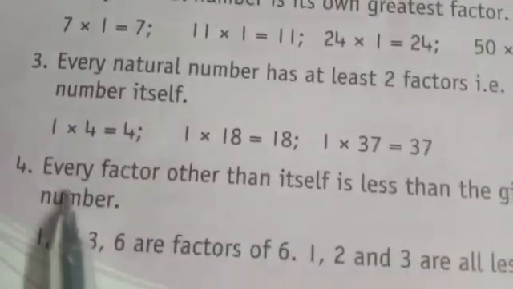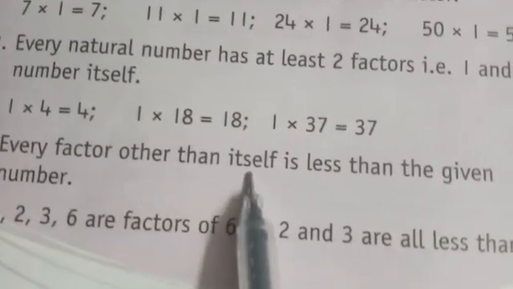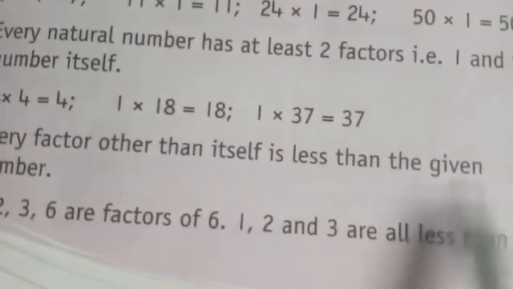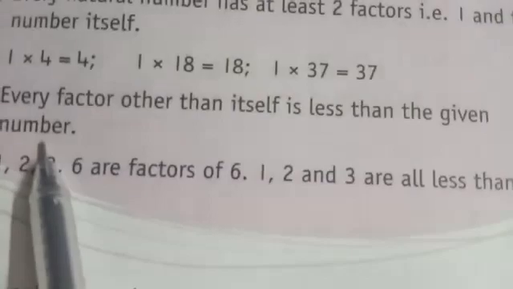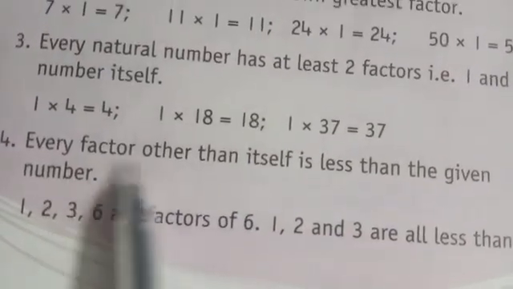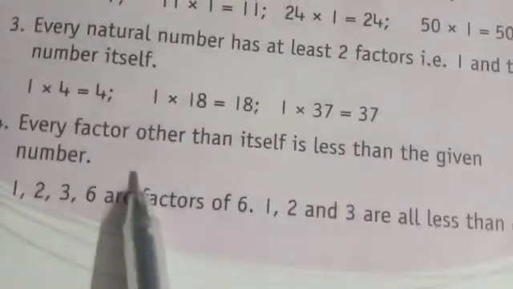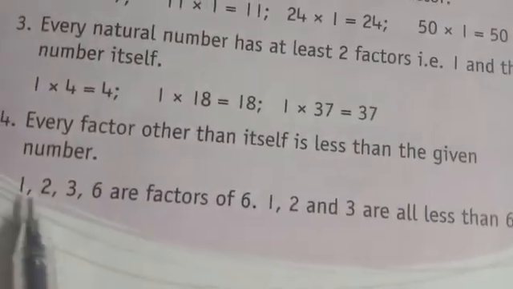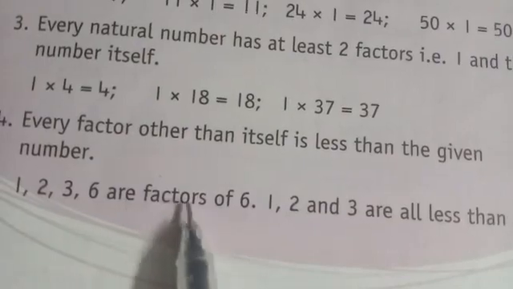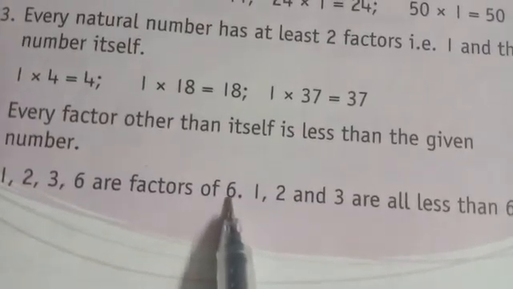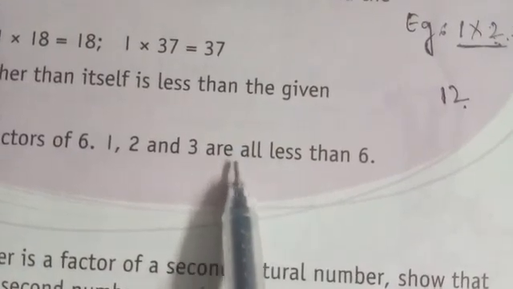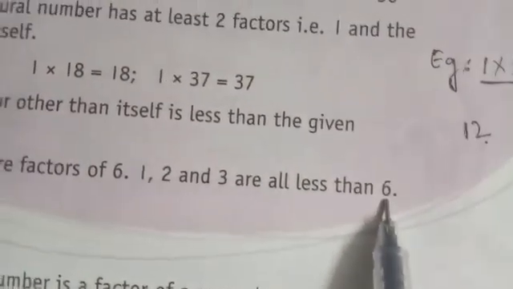Now the fourth one is every factor other than itself is less than the given number. Yes, every factor other than itself is less than the given number. Correct. So 1, 2, 3, 6 are the factors of 6. 1, 2 and 3 are all less than 6.